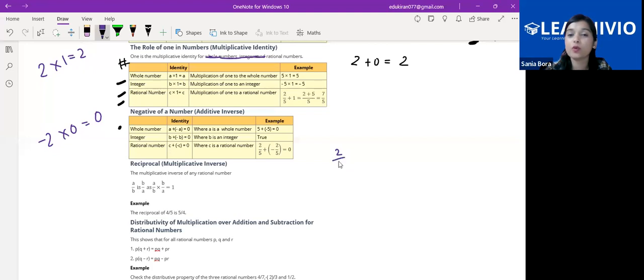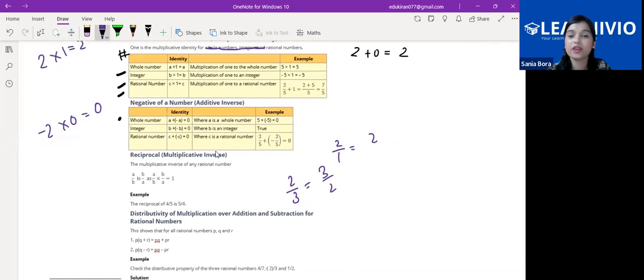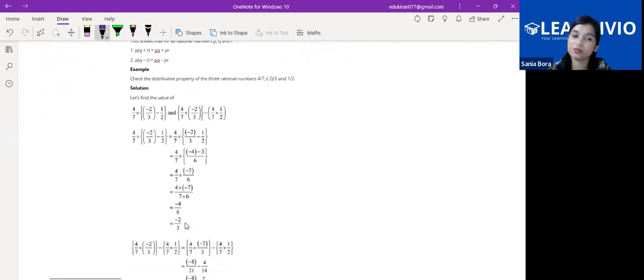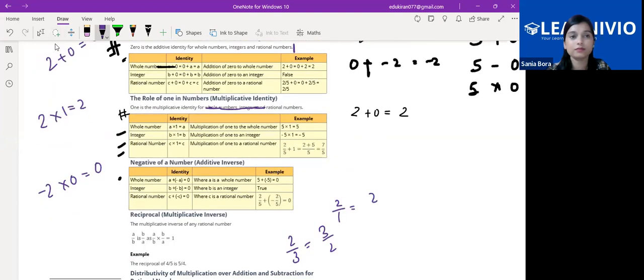Even if I write 2 upon 1, or 2, both are the same thing, right? Inverse. Clear? When I say inverse, for example, 2 upon 3, then 3 upon 2 will be the inverse of 2 upon 3. The denominator will become the numerator, the numerator will become the denominator. Fine? Okay. So we quickly note this down, and then we are going to discuss the last property, which is the distributive property.